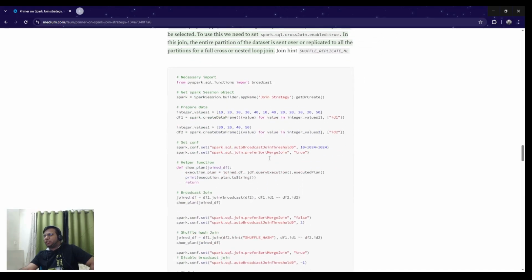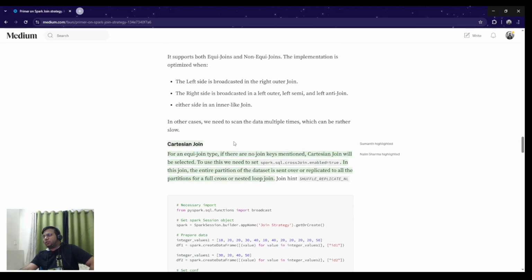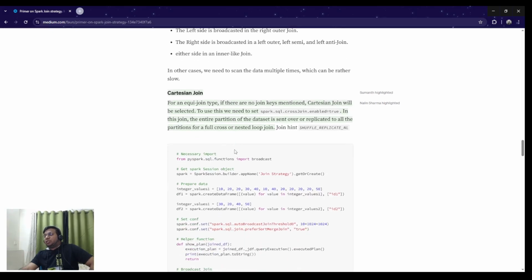And then we have one more, which is Cartesian, which basically says there is no join condition. It basically matches every row to every other row. Generally, in Spark SQL, cross joins are disabled.